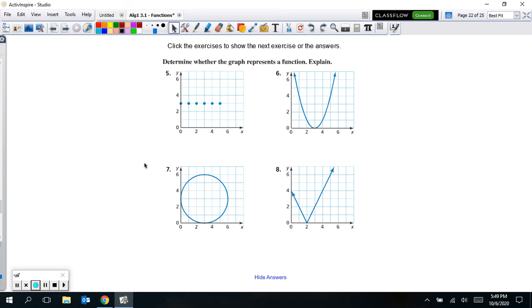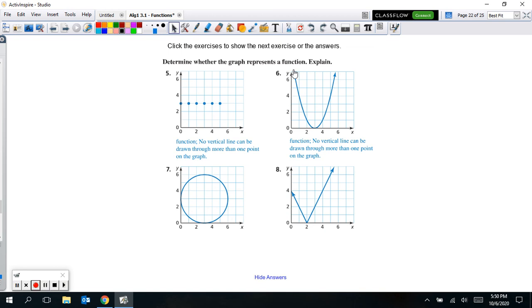Okay, hopefully you have answers now for 5 through 8. Let's go ahead and check these. Number 5, using the vertical line test on here, it is a function. It passes the vertical line test. It's only hitting one dot at a time as you go across this with a vertical line, like your pencil or your pen. Number 6, yes, this one also is a function.